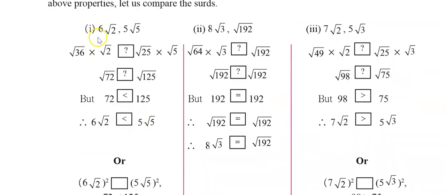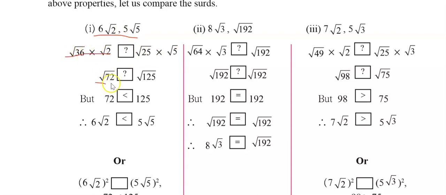Now see this here. This is 6 root 2 and here is 5 root 5. Now when I want to compare these, if you see, the order is the same. Here is order 2, here is order 2. But the radicands are different. Then how can we compare them? 6 can be written as root of 36, the same order, so it is root of 36 into root of 2. What about here? 5 can be written as root of 25 into root of 5. Now both of them have the same order.